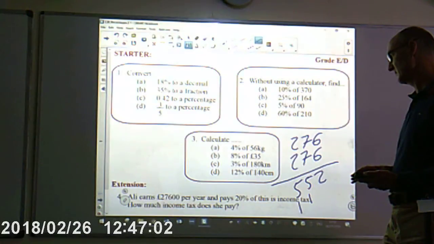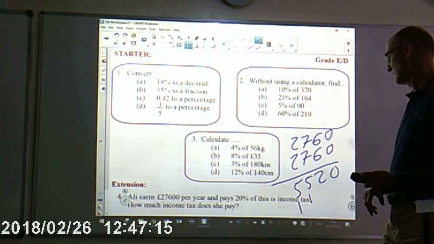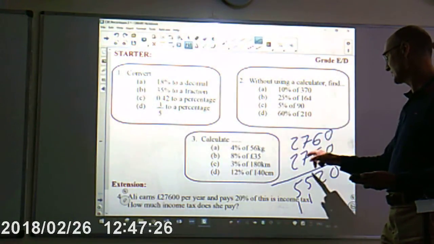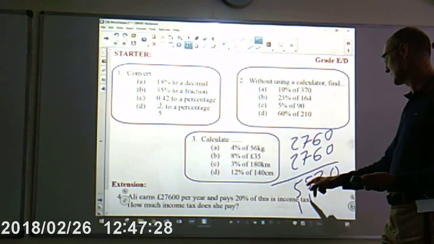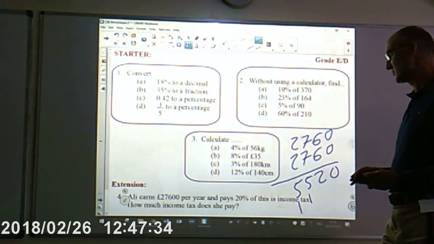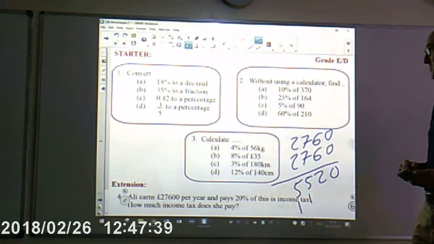Hold on a minute. No, it's not enough, is it? We need to stick a nought on those. There we go, so £5,520. Absolutely. 10% is going to be 2,760. Another 10%, another 2,760. Add them together, £5,520. I was going to say that's not a lot of tax, £552. When you get used to paying tax, you'd appreciate that.